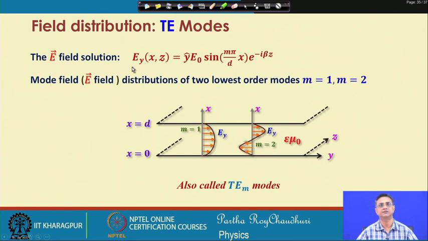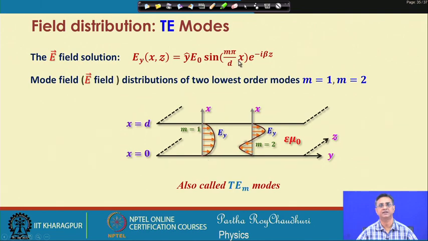Now, the electric field solution we can write in this form, and then it should look like this. This is m equal to 1. If you put m equal to 1, then this will be just pi by d, and depending on the value of d, you have a distribution of the field which will look like this.